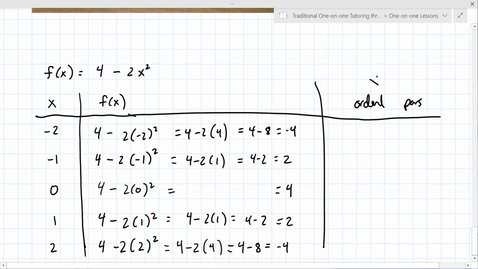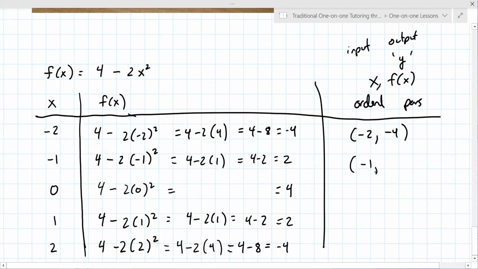The ordered pair is x comma f of x. So what is f of x? F of x is your y. It's the output. So your input was -2, or parentheses -2, -4. Very good. Give me the next one.